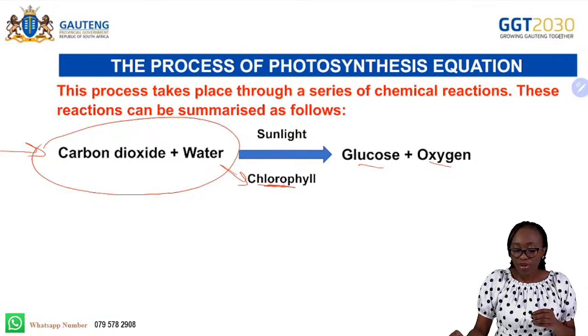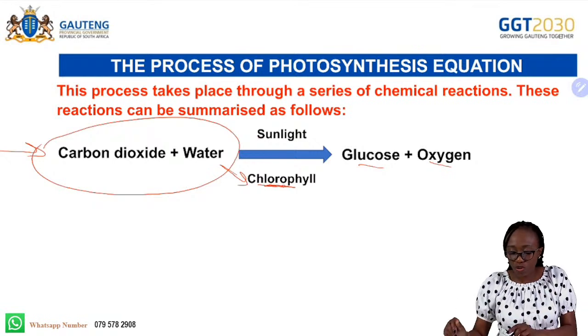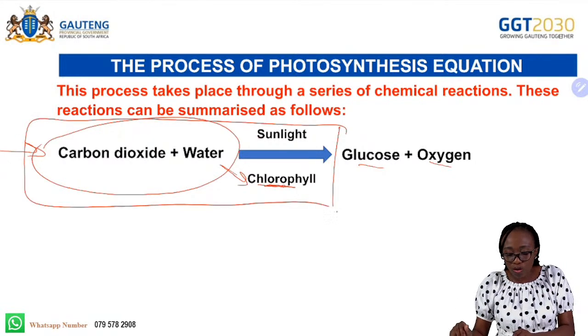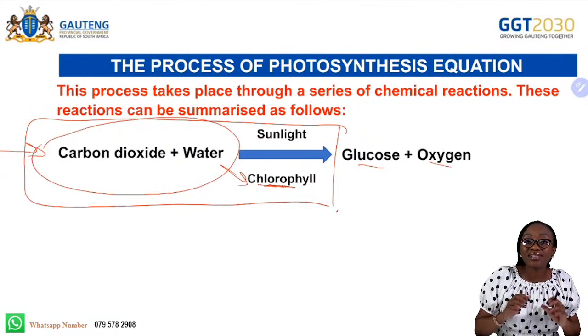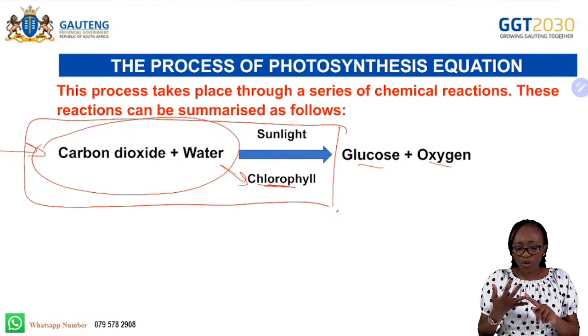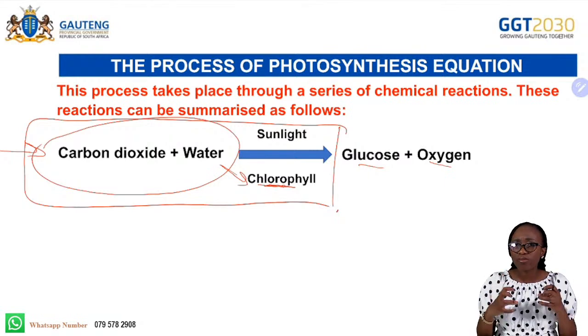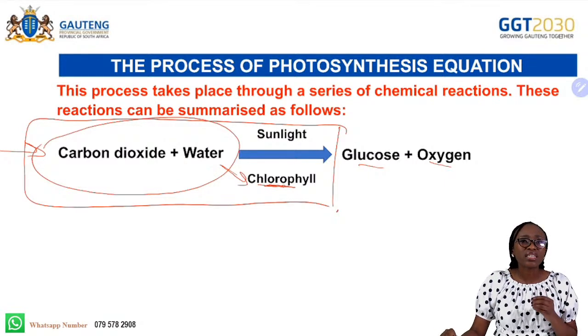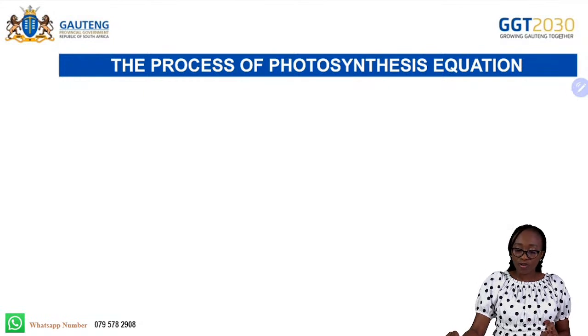And the requirements, what do we need for this whole process to happen? We need all these that are behind the arrow. We need carbon dioxide from the atmosphere, we need water, we need energy from the sun, and we need that green pigment that is going to capture the energy from the sun. And that green pigment is chlorophyll.